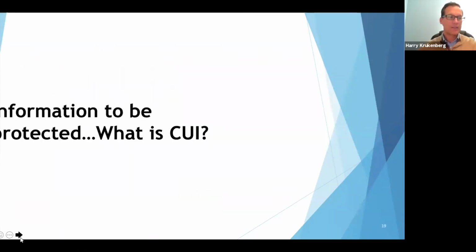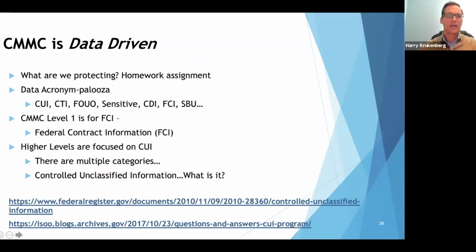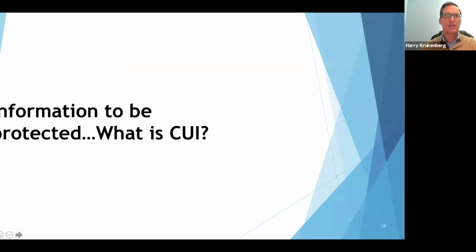So before we get into the specifics of the model itself, let's talk about what it is that we're trying to protect. What is CUI, or Controlled Unclassified Information? First of all, we need to understand that CMMC is data-driven. Next slide.